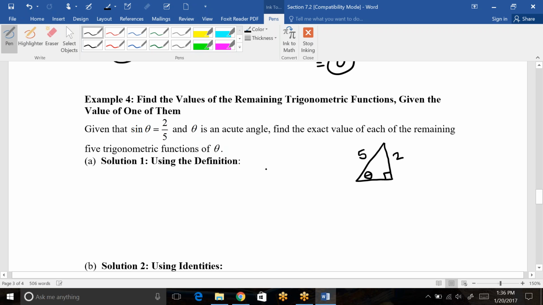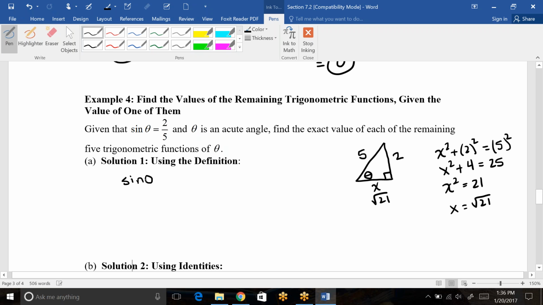If you want to use the definition and find the other trig functions, you're going to have to find this missing side. So essentially we have to do Pythagorean Theorem. So this would be a squared, which is x squared, plus b squared, and this time we already know the hypotenuse, which is 5 squared. So x squared plus 2 times 2 is 4, 5 times 5 is 25, subtract the 4 over, that's 21, and then we take the square root of that. So x down here is square root of 21. Now that we have that, we should be able to find the rest of the trig functions, because all we need is to create the correct ratios.